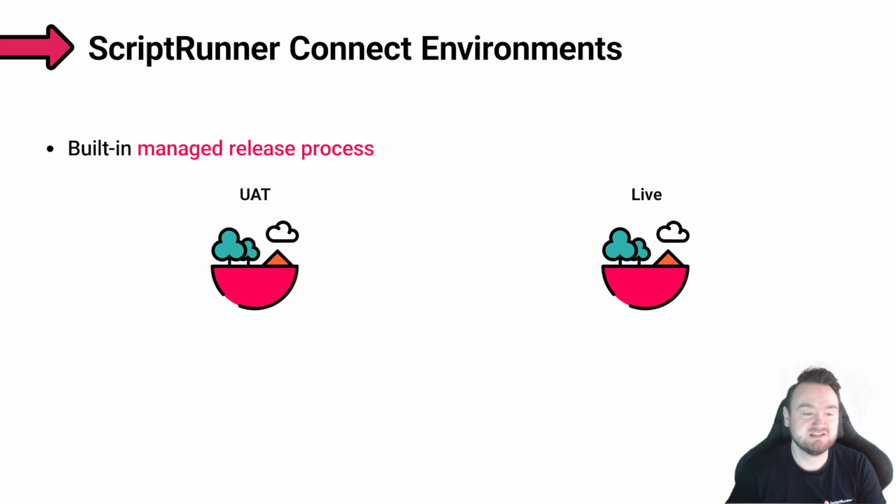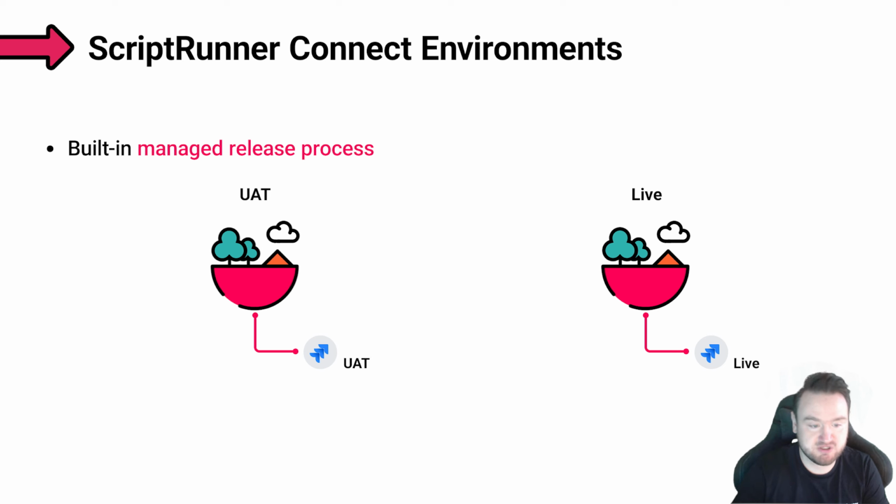What this means is that you can have your UAT versions of every environment. So for example, 2 versions of Jira Cloud, live and UAT, and you can develop and test changes in your UAT environment without impacting the live operations of your Jira instance.